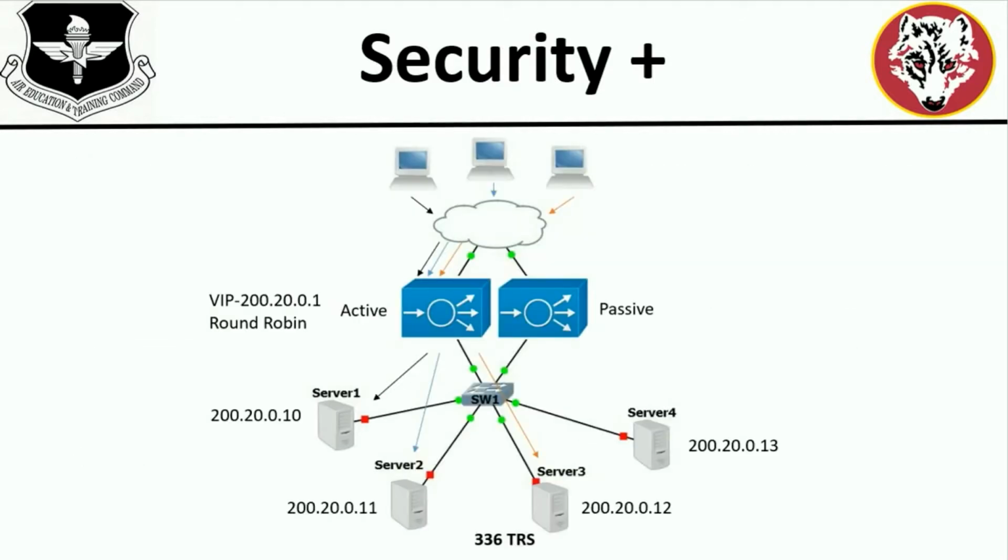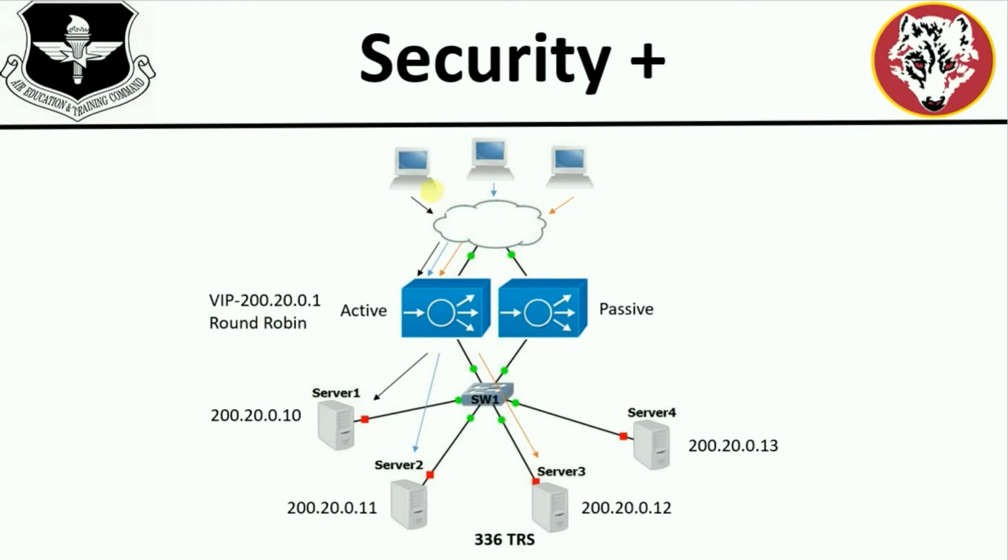So in this picture, we can see three computers connecting to the internet, and then we have our load balancers capturing the traffic here. And they are in an active-passive mode. And the IP address that these three computers connect to is going to be 200.20.0.1. That is the virtual IP that these two load balancers are sharing.